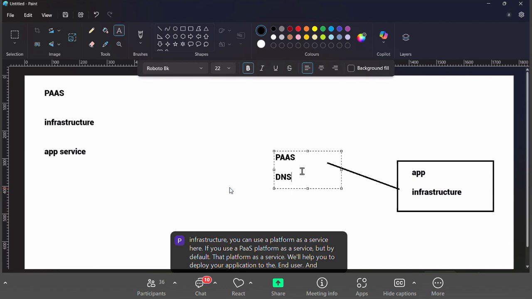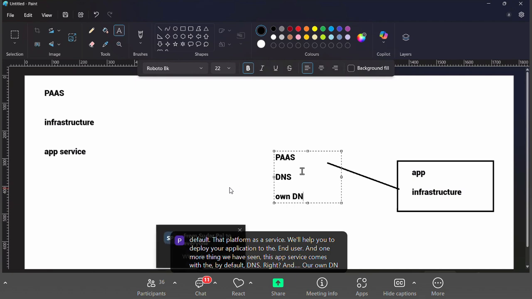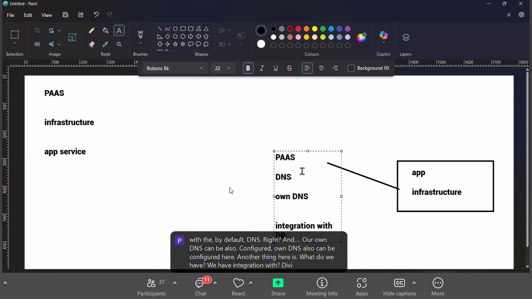And one more thing, we have seen this app service comes with a default DNS, right? And our own DNS can also be configured here. Another thing we have is integration with the DB, the database. By default, we have integration with the DB here, right?